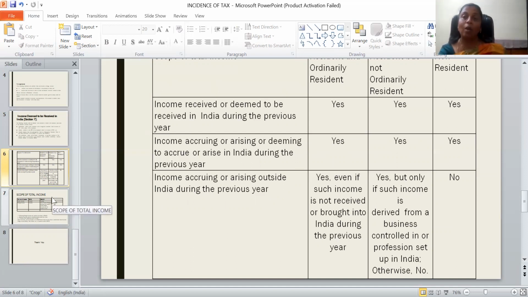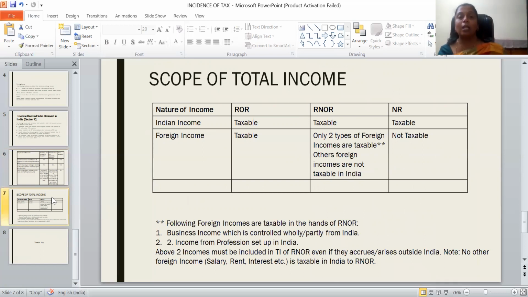So any foreign income, which arises outside India, is taxable for resident and ordinary resident. For not ordinary resident, it is taxable only if such income is derived from a business or profession which is controlled from India. In case of non-resident, it will not be taxable. Next is your Indian income. Any kind of Indian income is taxable for all three cases.